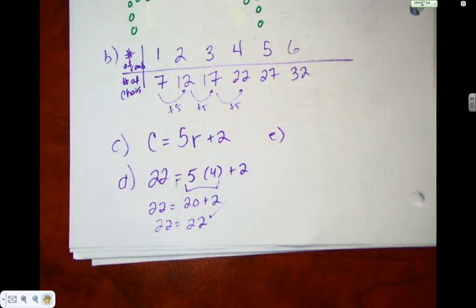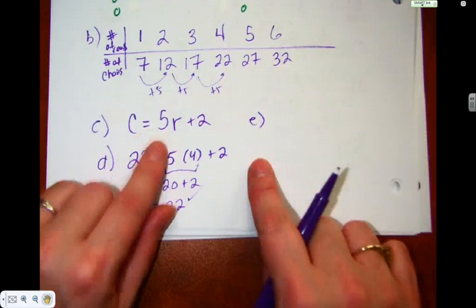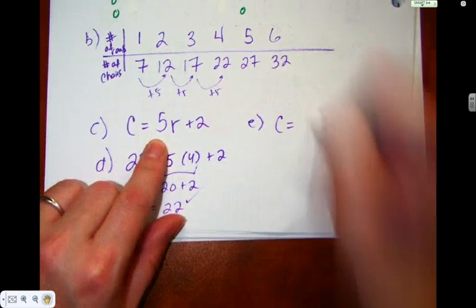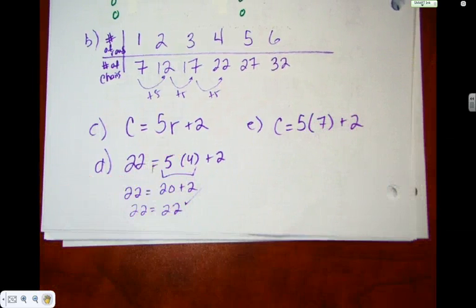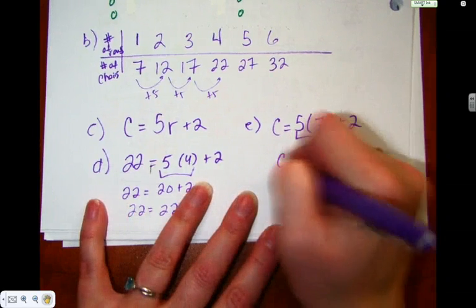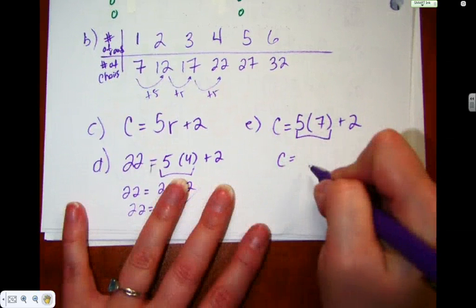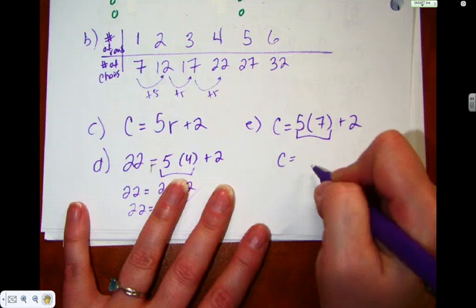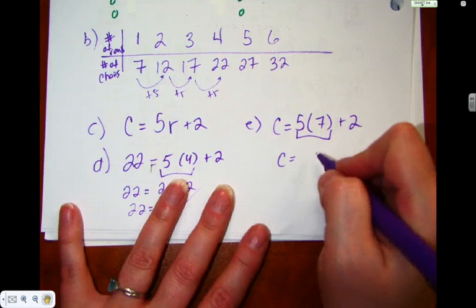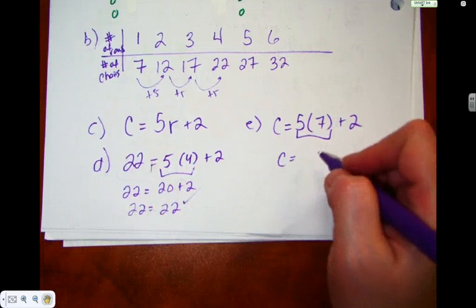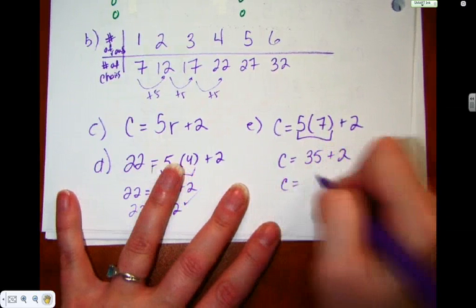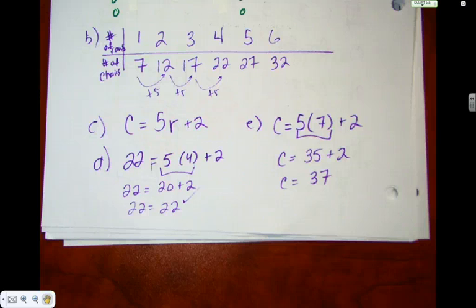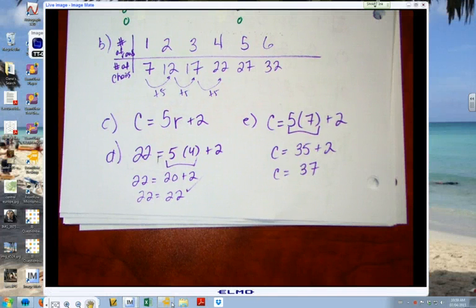How many chairs would be in the 7th row? Let's do this quickly because I want to get done before the bell goes. Chairs we don't know. What's going to go in for R? Multiplication first or addition first? Multiplication first. Waiting for you to tell me. 35 plus 2? 37. Whew. Homework is on the calendar.